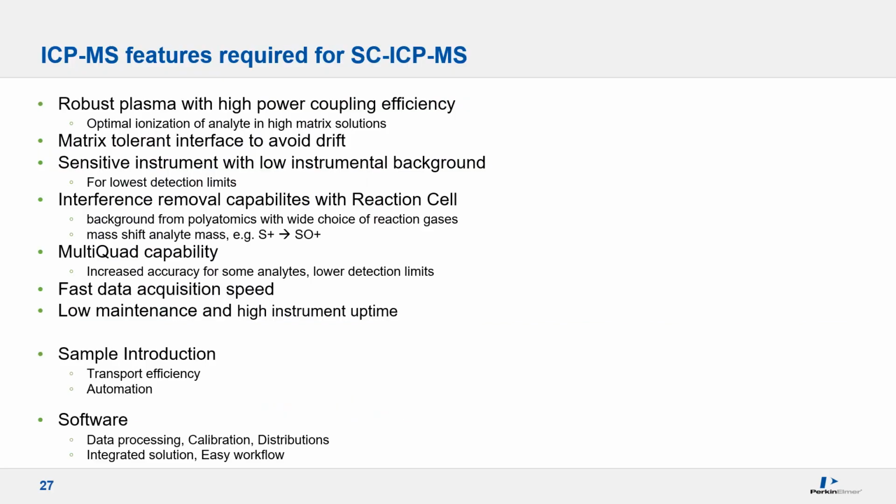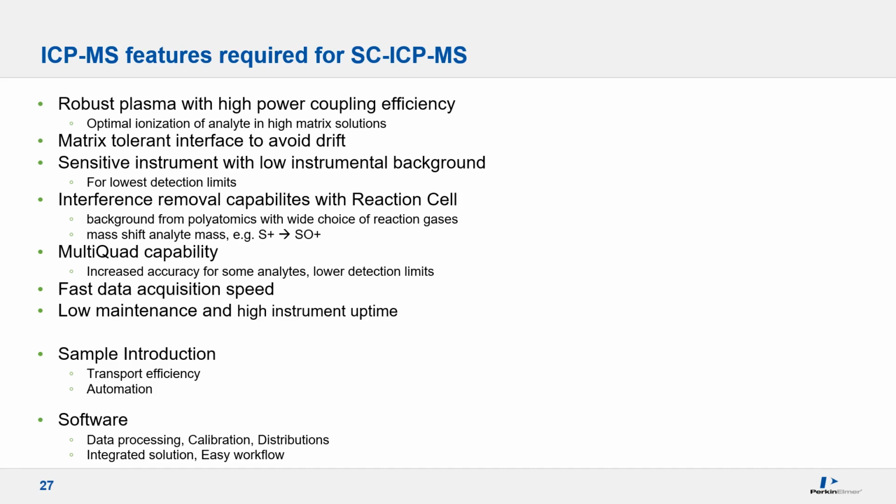With that, I want to come to a key slide for this talk, which is a wish list of features we would like to see in an ICP-MS in order to make it high performance for single-cell ICP-MS applications. An ICP-MS of this nature would need to have a robust plasma with high power coupling efficiency to deal with high matrix solutions. Also, the interface itself needs to be matrix tolerant in order to avoid drift during our experiments. A sensitive instrument is desirable with low instrumental backgrounds to get best detection limits. We want to remove interferences which might be present on our target analyte. So we want to have a cell which is capable to lower and eliminate those types of interferences.